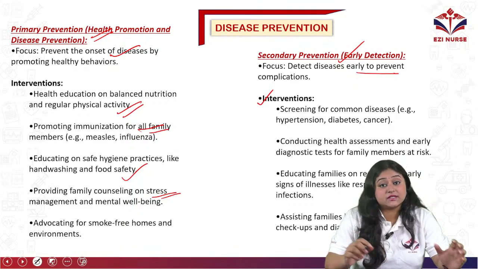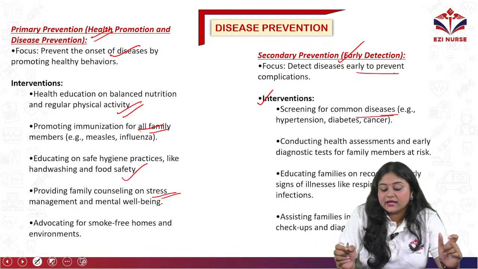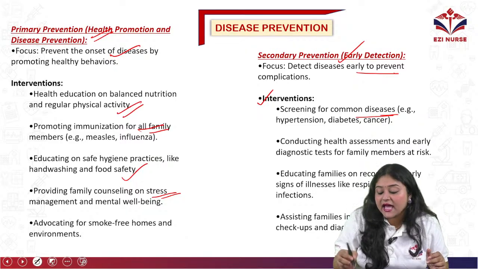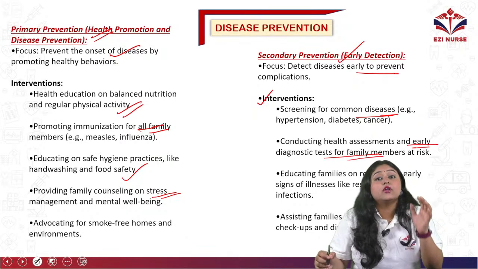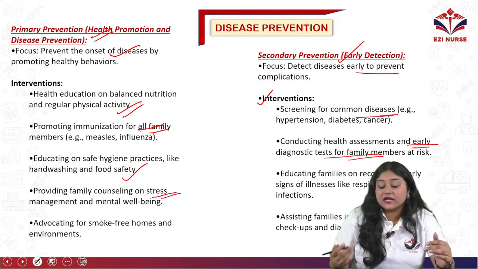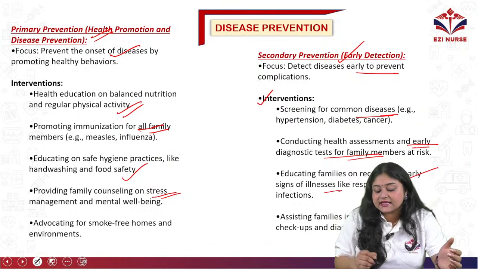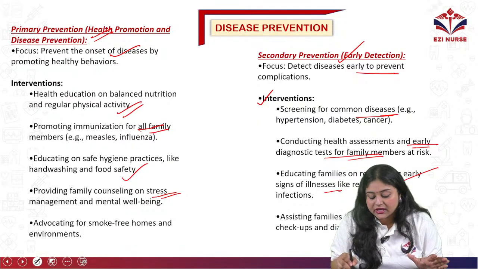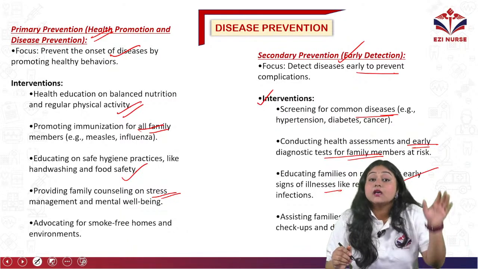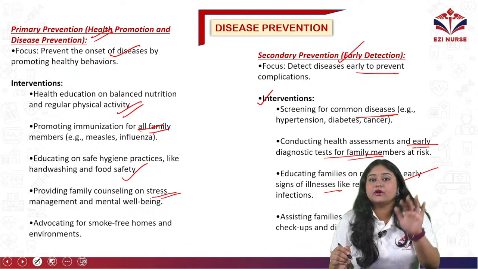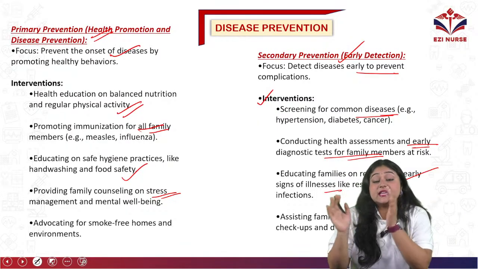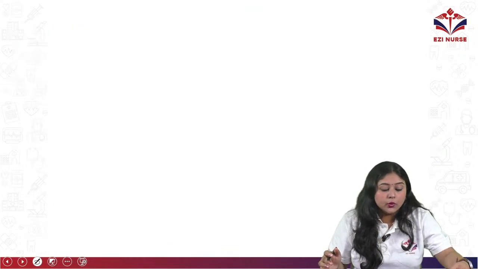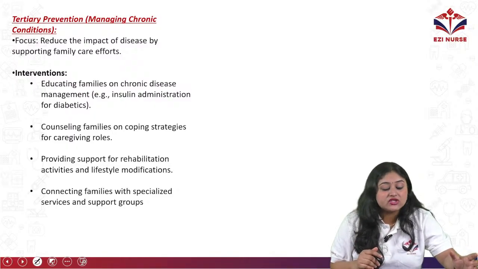Next, come to the interventions. So what are the interventions? First, screening for common diseases, for example hypertension, diabetes, cancer, etc. Then we have to conduct health assessment and early diagnostic tests for the family members at risk, and we have to educate the families to recognize the early signs of illness like respiratory infections. We also have to assist the family in scheduling routine checkups and diagnostic services. So if we keep the patients in routine checkups or diagnostic services, what will happen? Obviously, if any kind of disease progression is going on inside the system, we will be able to know.